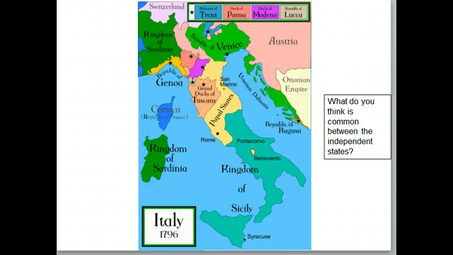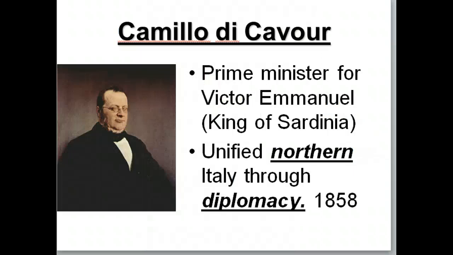So we have a couple people who are involved. The first one is a guy named Camillo di Cavour. He was the prime minister for the King of Sardinia, whose name was Victor Emmanuel. And Camillo di Cavour is going to use diplomacy to unify northern Italy, beginning in 1858. So he has a plan, and he's going to work really hard to unify it. It might take some more, but usually it's going to be through diplomacy.